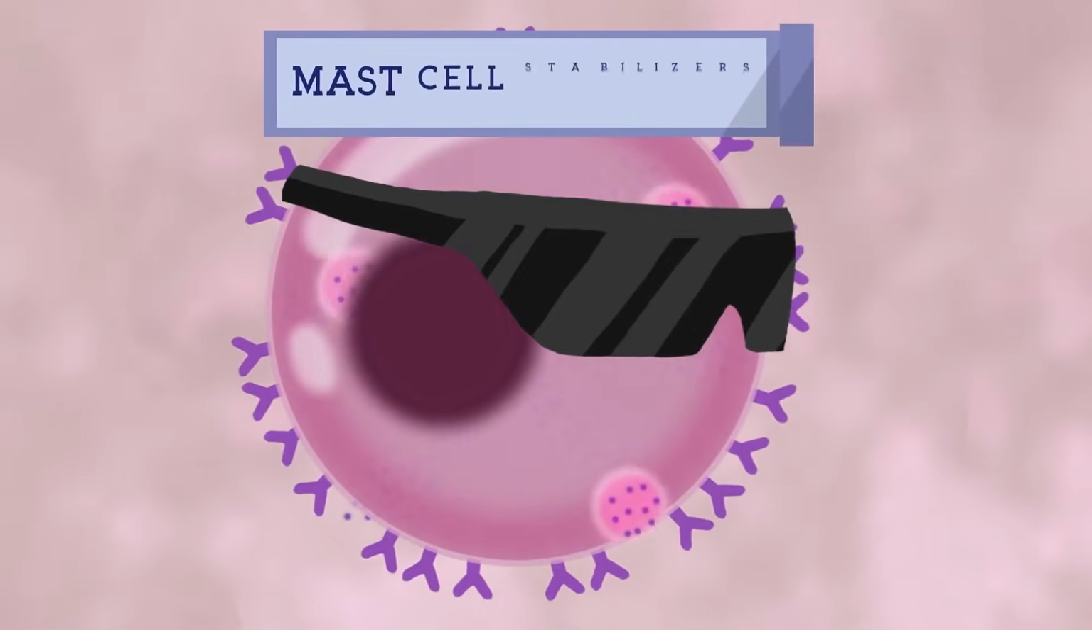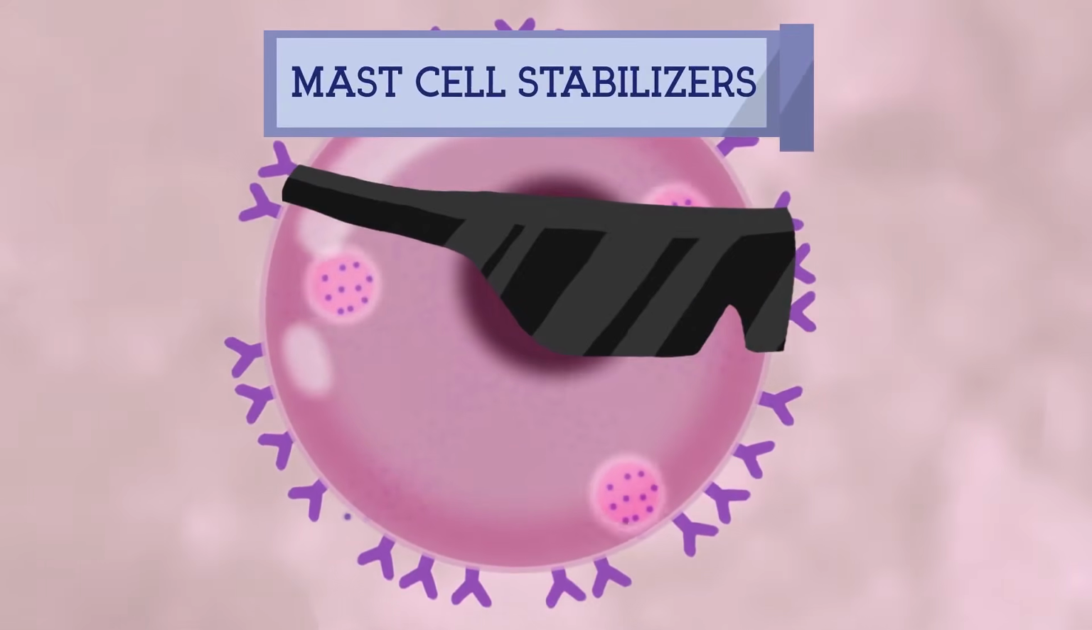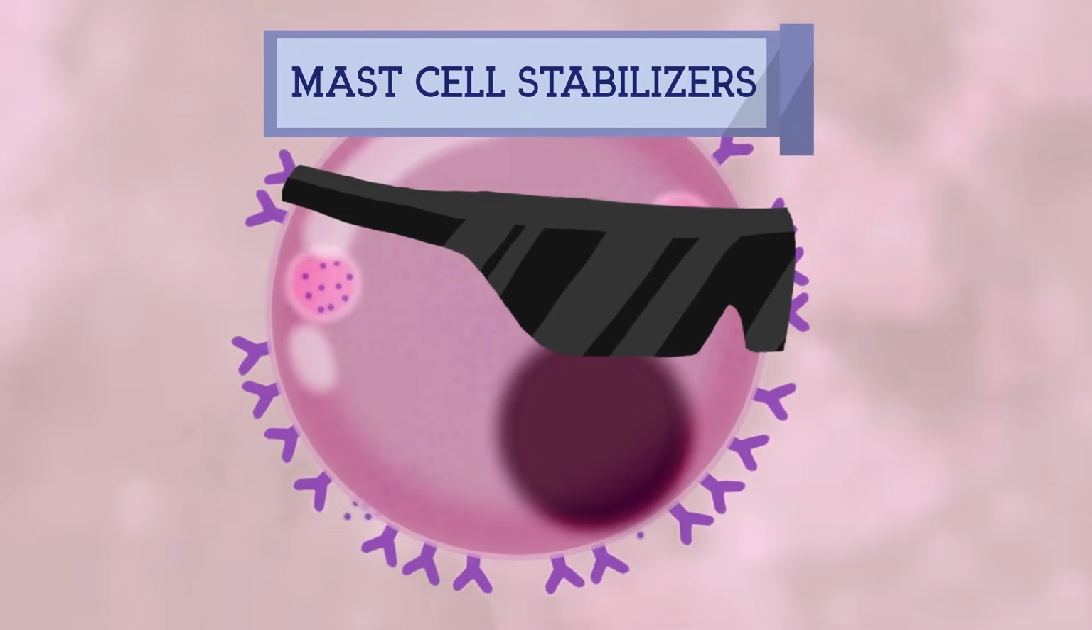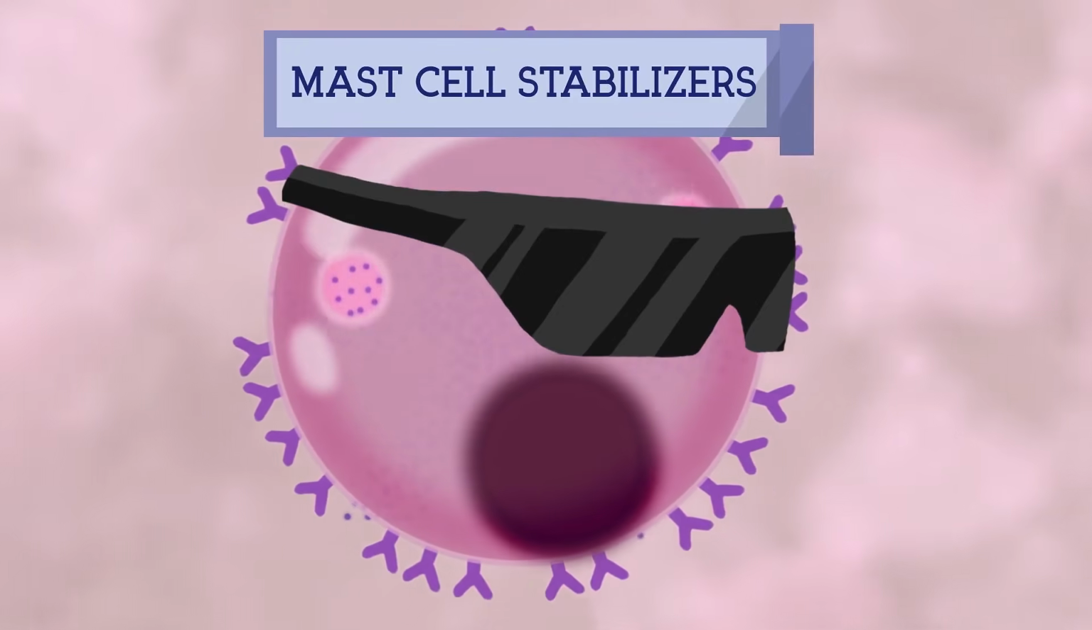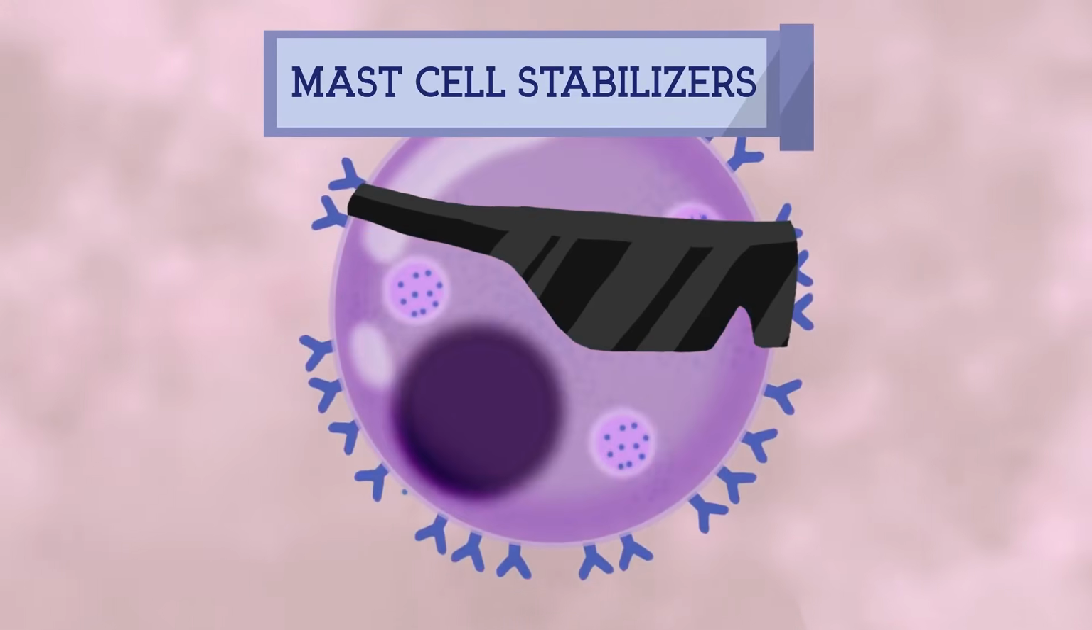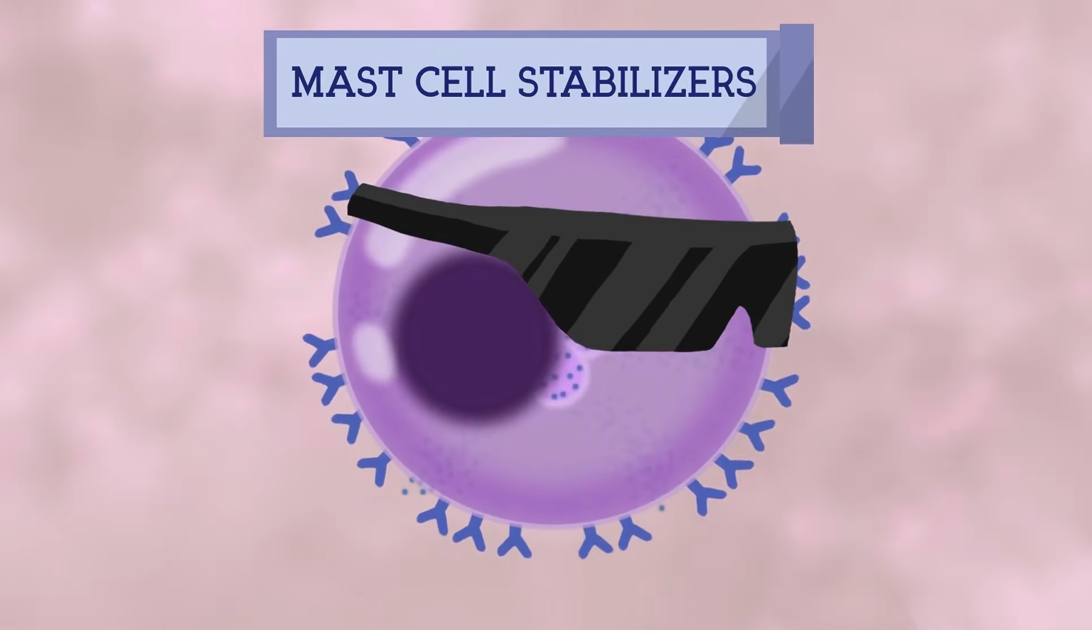4. Mast cell stabilizers. Mast cell stabilizers are common medications used to prevent or control certain allergic disorders. They block a calcium channel essential for mast cell degranulation, stabilizing the cell and thereby preventing the release of histamine.